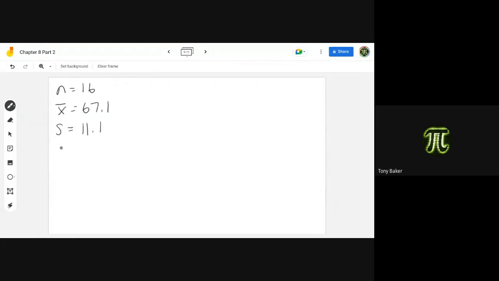In this case, I'm looking for a 90% confidence level. So my T is going to be what? 0.05. And my degrees of freedom is 15. Remember, we still have to take one away from my sample.